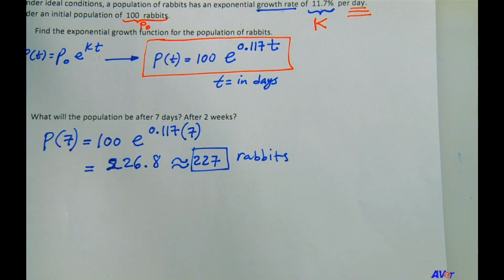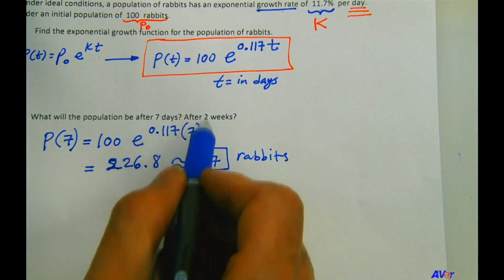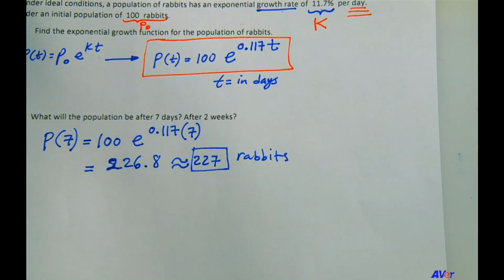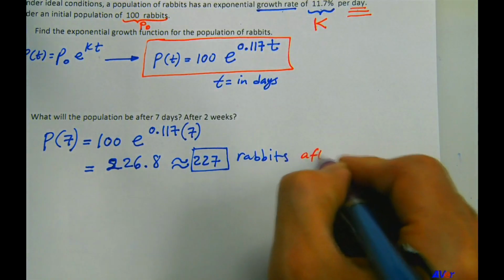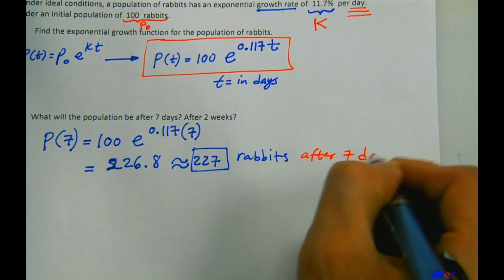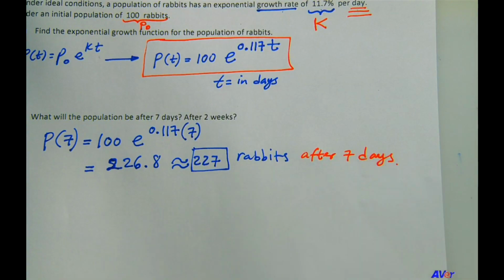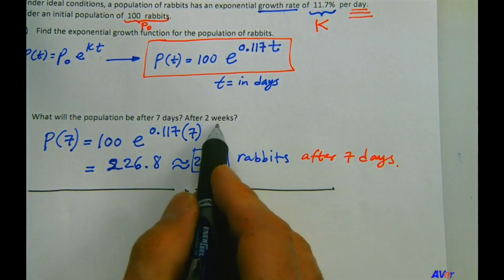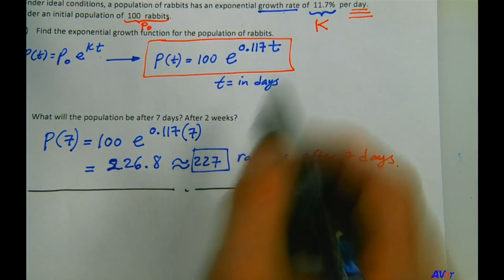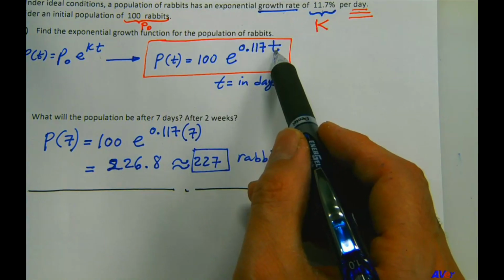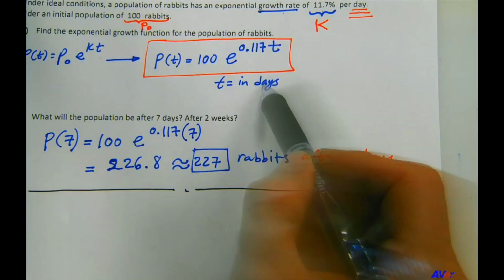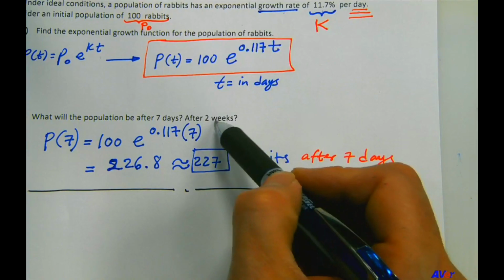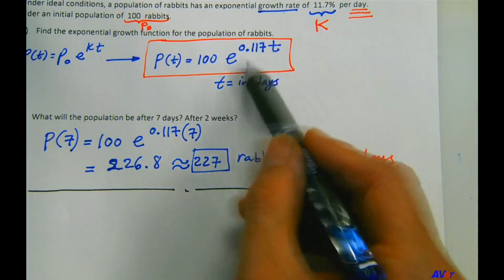Okay, like that. So then they say, what about after 2 weeks? Okay, so this was rabbits after 7 days. Now we need to make this calculation again for 2 weeks. But weeks is a different unit than the t, which is in days. So what do we have to do? We have to convert this unit to the unit used in the formula.